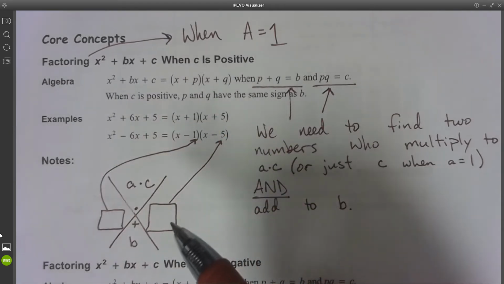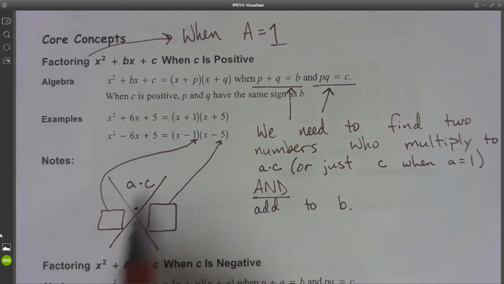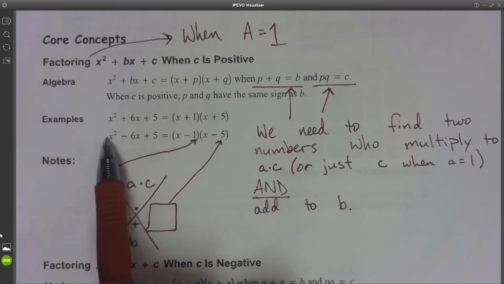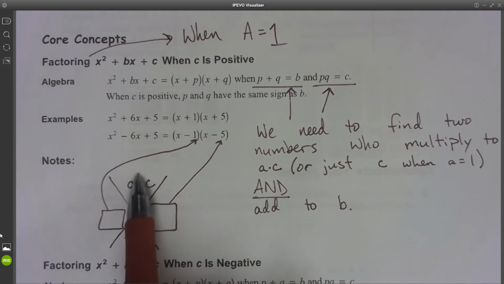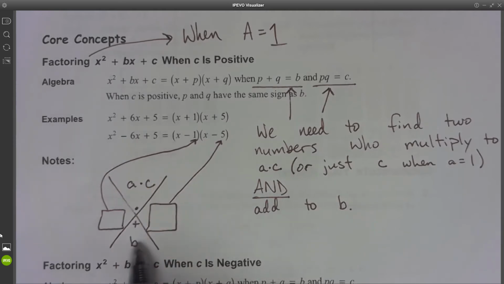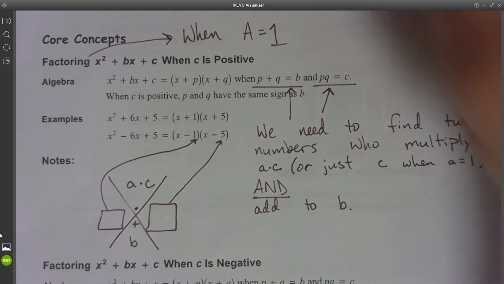So the way that I'll encourage my students to do that is to set up this x just to help us do this more visually. We'll look at a times c. In this section, a is always going to be 1. So we're going to put c in the top section and our b value, whatever that is, in the bottom section. And then we'll look for two numbers which multiply to the top of the x and add to the bottom of the x.